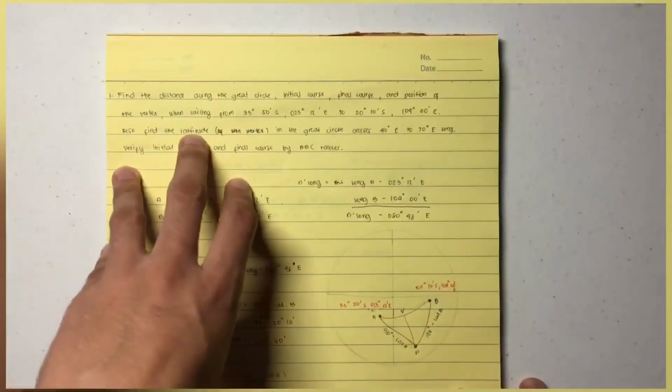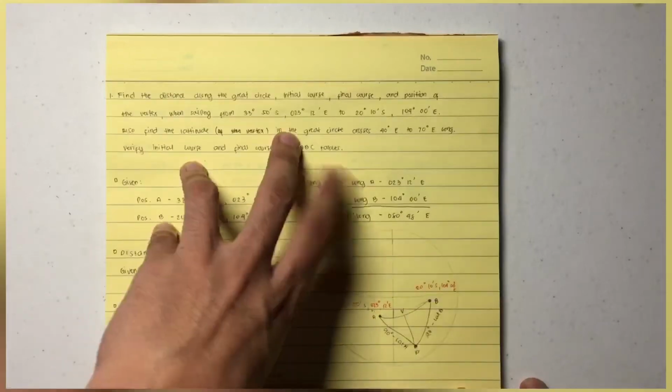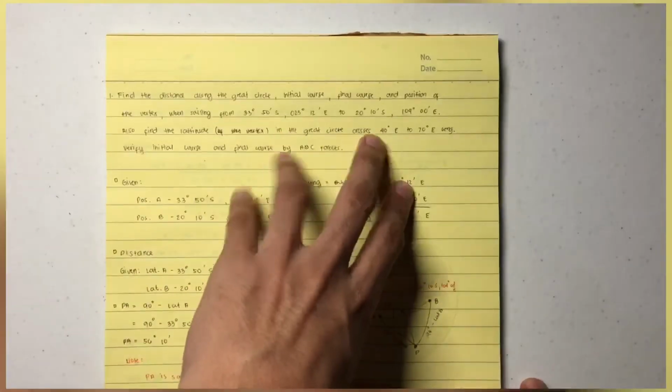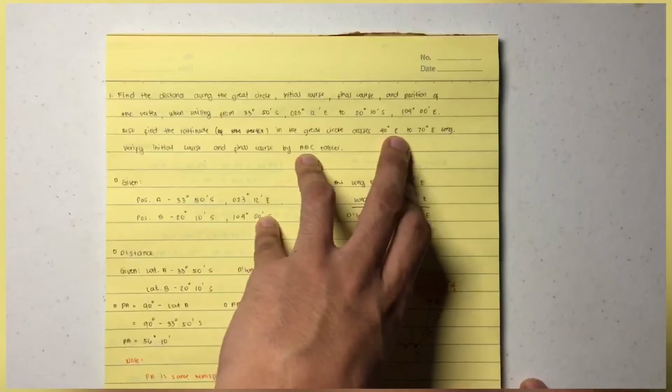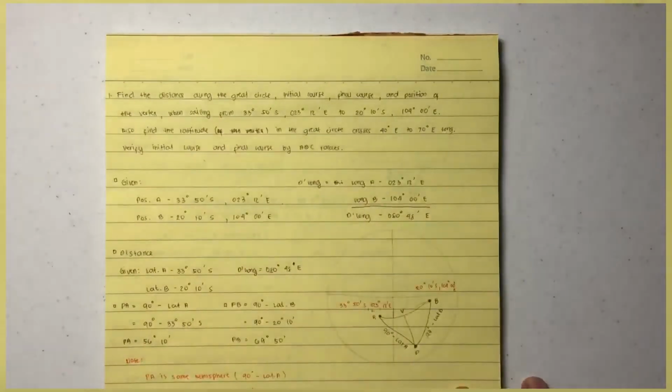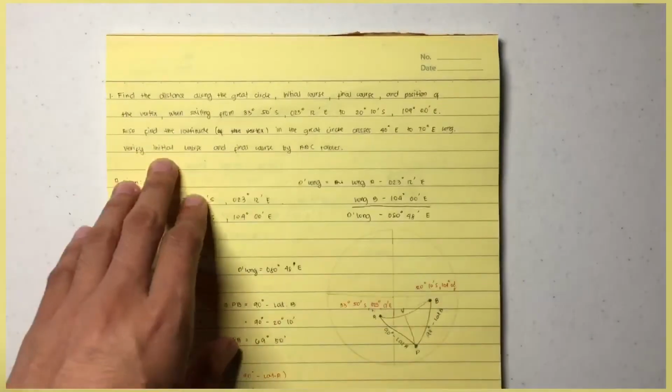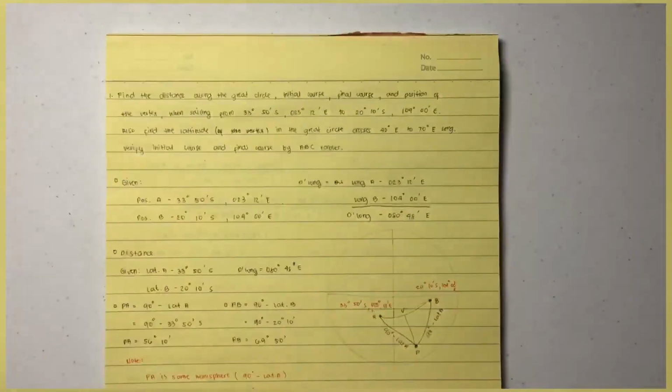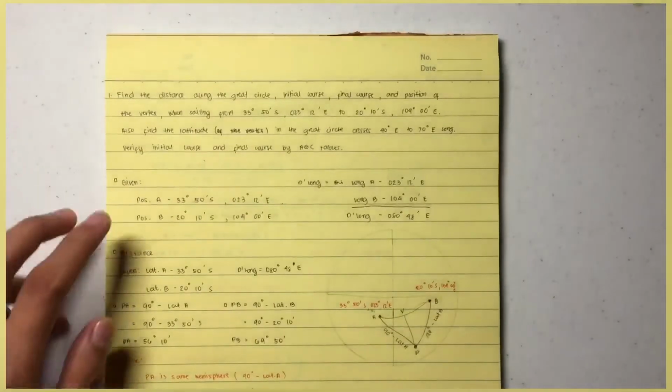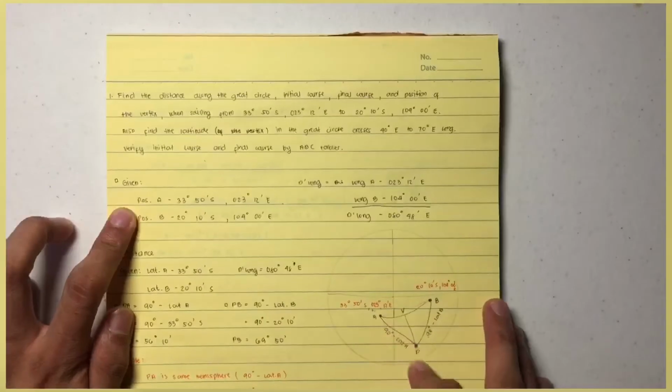Also find the latitude where the great circle crosses longitudes 40 degrees east to 70 degrees east. Verify initial course and final course by the ABC tables. So I have here the given and my illustration.